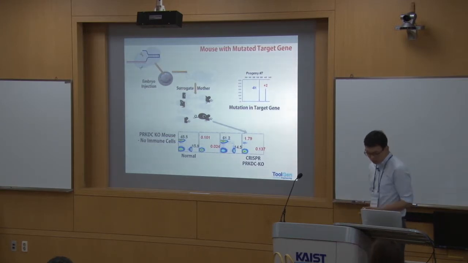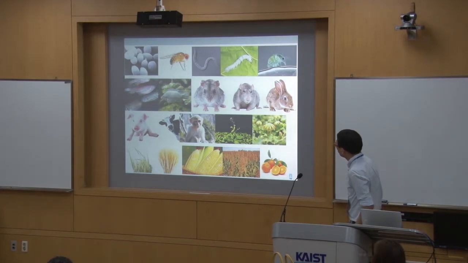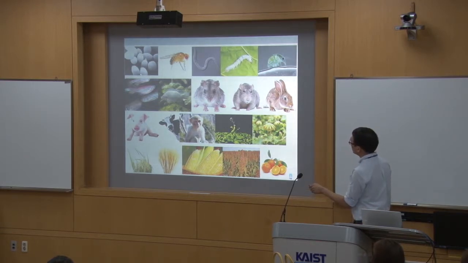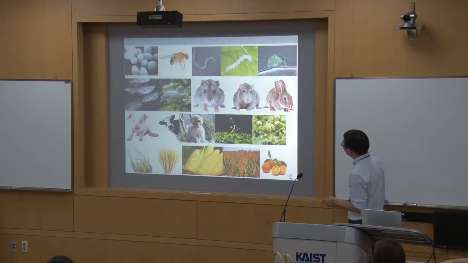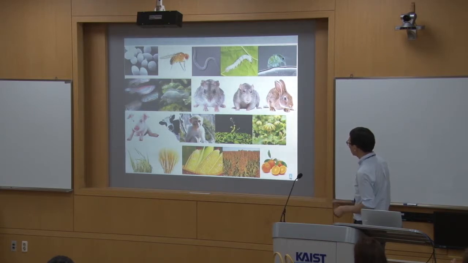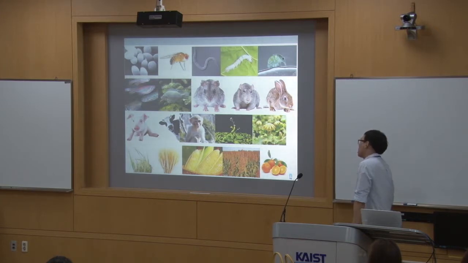So this is a mouse, right? In the lab it works, but not only in the mouse. In the lab, people have been applying this technology to very many different living organisms. Starting from budding yeast, the one-cell yeast that's used to make bread, Drosophila, C. elegans, and silkworm, and mouse and rabbit, pig and cow, monkey has been changed. And also some plants like rice, barley, corn, or orange have been successfully genome edited with this system in the lab. So it can be achieved in the lab, and we can change the information in living organisms.